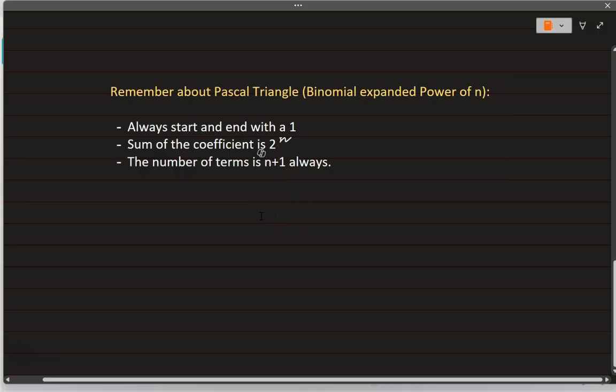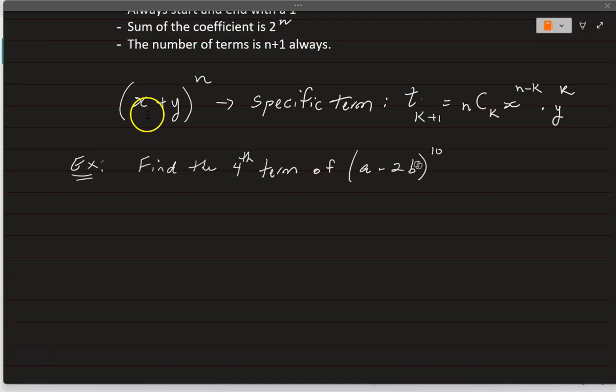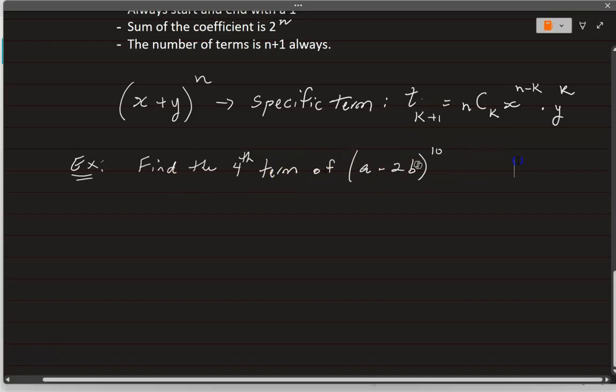Now, one last thing, putting them all together. If you have x plus y to the n, for any specific term, this is the formula that you can use, basically a shortcut. K is the term you're looking for. And I'm going to give you an example. The fourth term is right here. I put an example down here for you. And then n choose k, x to the n minus k times y to the k.